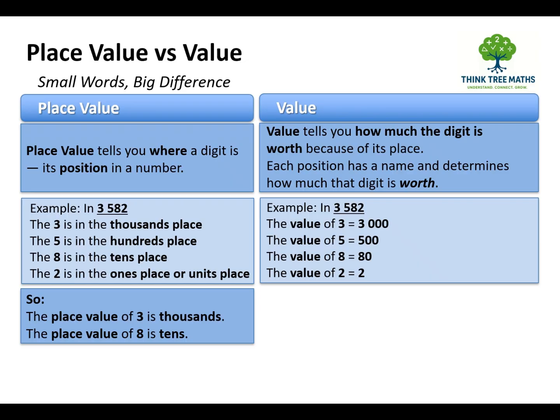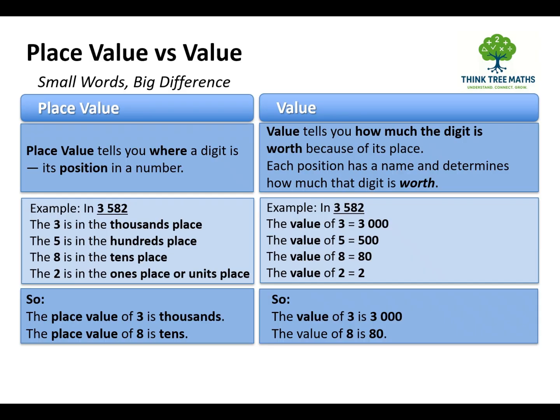So the place value of 3 in the number that we refer to, 3,582, is thousands. The place value of 8 is tens. However, the value of 3 is 3,000. The value of 8 is 80.